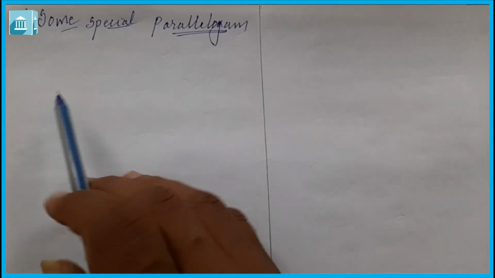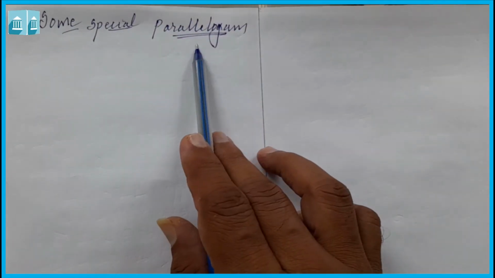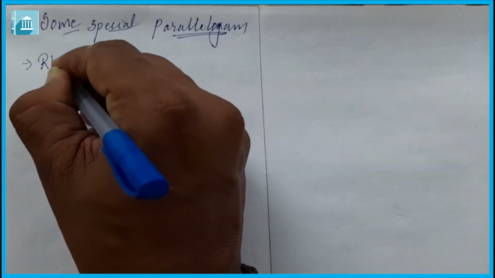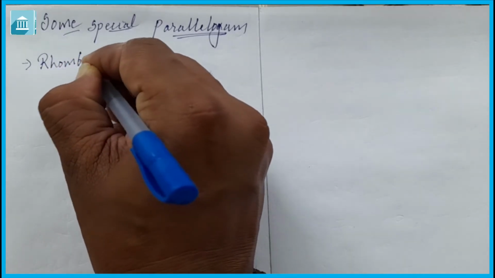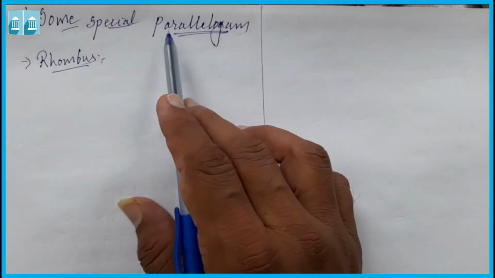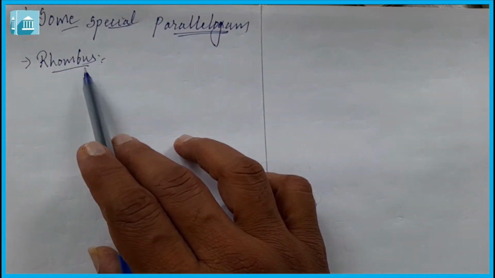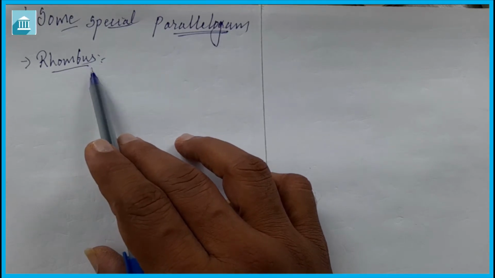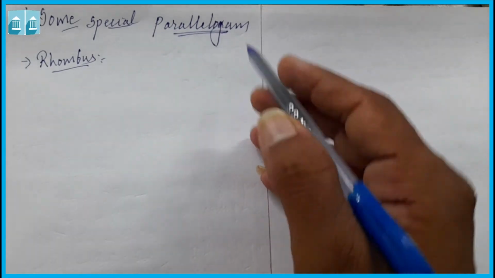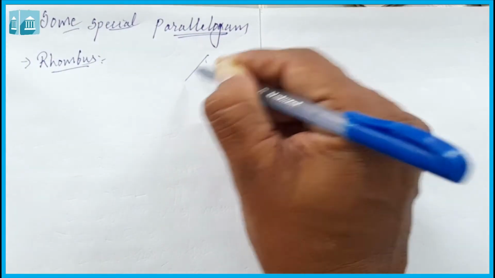Dear children, in the last session we learned about parallelogram and its properties. Now in this session we are going to learn about some special parallelograms. Let us begin with the rhombus. A rhombus is a parallelogram which has all the properties of a parallelogram, but besides that it has other properties also. Let us see what they are.